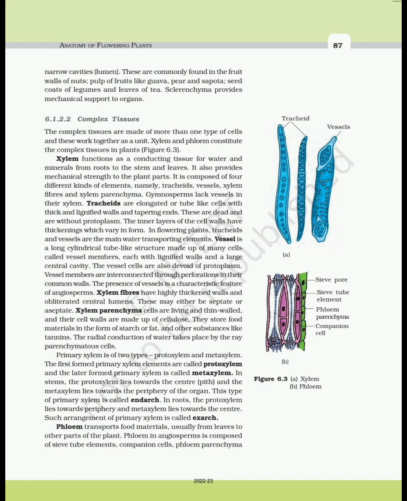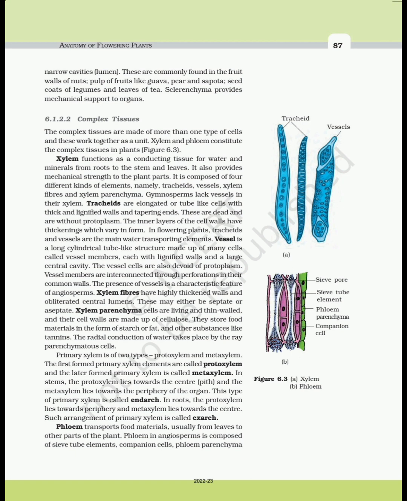These are commonly found in the fruit walls of nuts, pulp of fruits like guava, pear and sapota, seed coats of legumes and leaves of tea. Sclerenchyma provides mechanical support to organs. 6.1.2.2 Complex tissues. The complex tissues are made of more than one type of cells, and these work together as a unit.